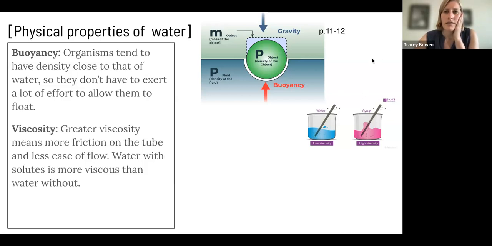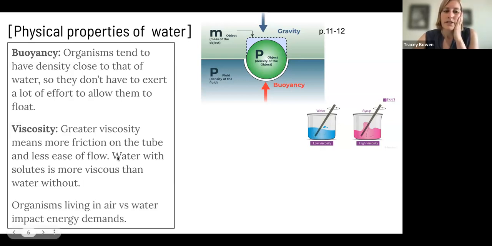Viscosity is the thickness or fluidity of water. And so greater viscosity is going to mean more friction on the tube and less ease of flow. Water with solutes in it is more viscous than water without. And so in this case, we can see syrup, which would have lots of different sugar molecules in it, and it would be a high viscosity substance, whereas a low viscosity substance would just be water without solutes in it.